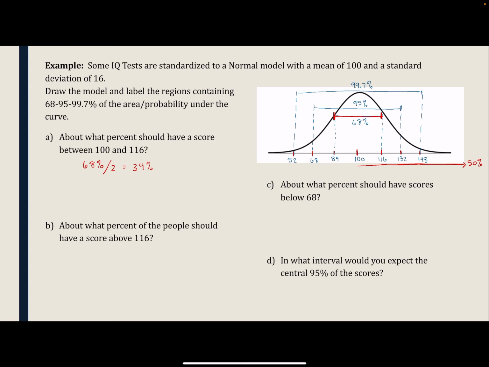I just calculated that between 100 and 116 is 34%. So if I want to find the difference between that, so if I want to find this amount, the amount above 116, then I'm going to take 50%, subtract 34%, and I'll get the answer of 16%.